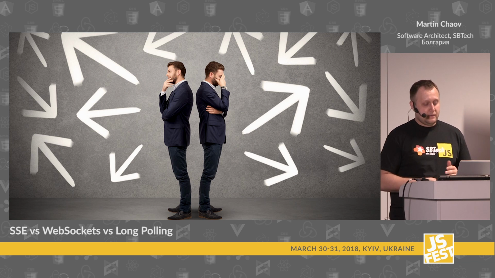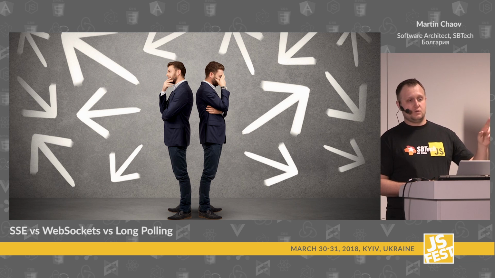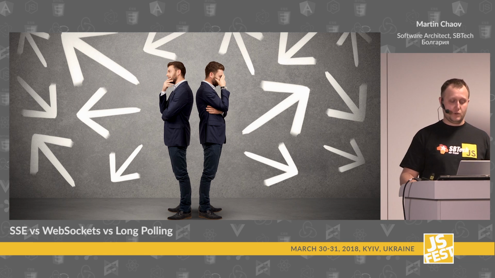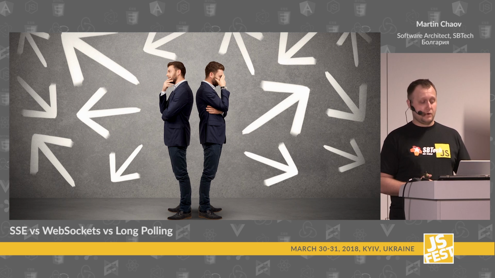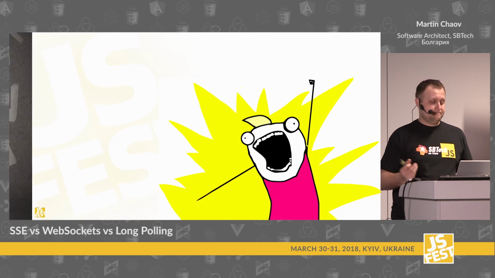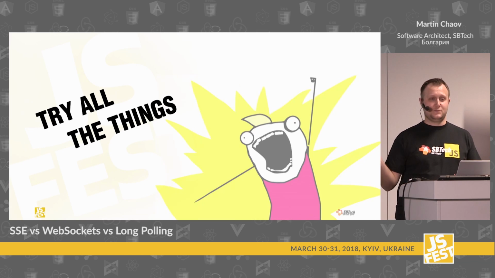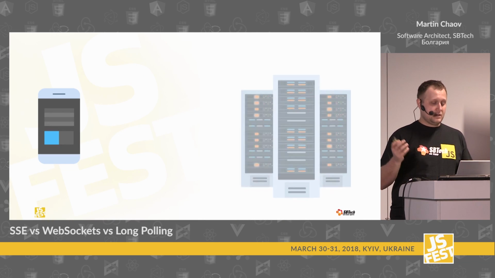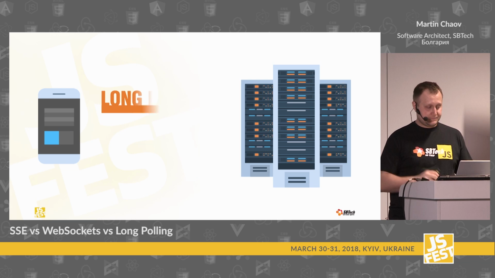Okay, so what we have three main options. We can do variation of polling, either long polling or short polling, doesn't matter, it's polling. We can use sockets, or we can use server-side events. So how do we know what we want to do? Well, just do them all and see what's the difference. So, without further ado, let's start with long polling.